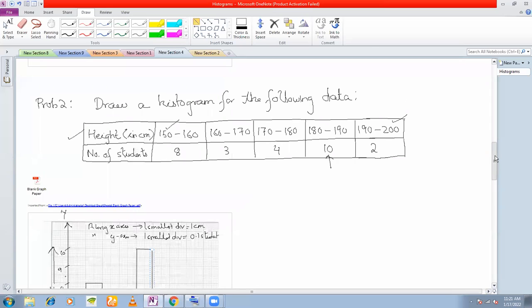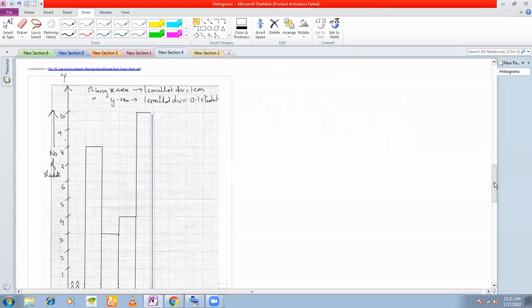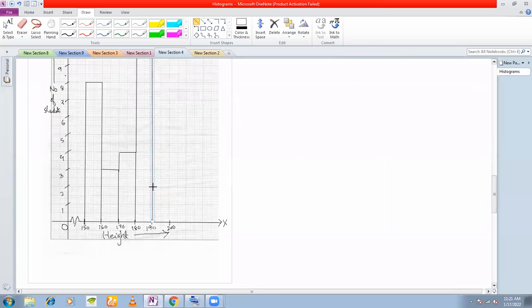And finally you have 190 to 200. Frequency is 2. You have 190 to 200 and the frequency is 2. And that completes your histogram. Okay. Any question here on the histogram?